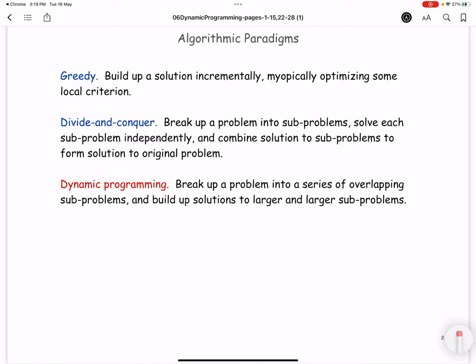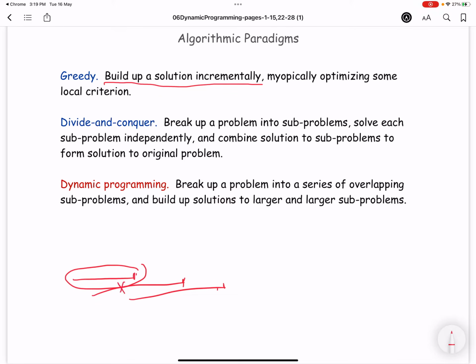In greedy, we saw that we order the input and try to build the solution incrementally. For example, for the interval scheduling problem, we order the intervals based on the interval that finishes first, and then we select the interval and delete all the conflicting ones, then select the next interval, and so on. So this is greedy: we order the input and then we build the solution incrementally.